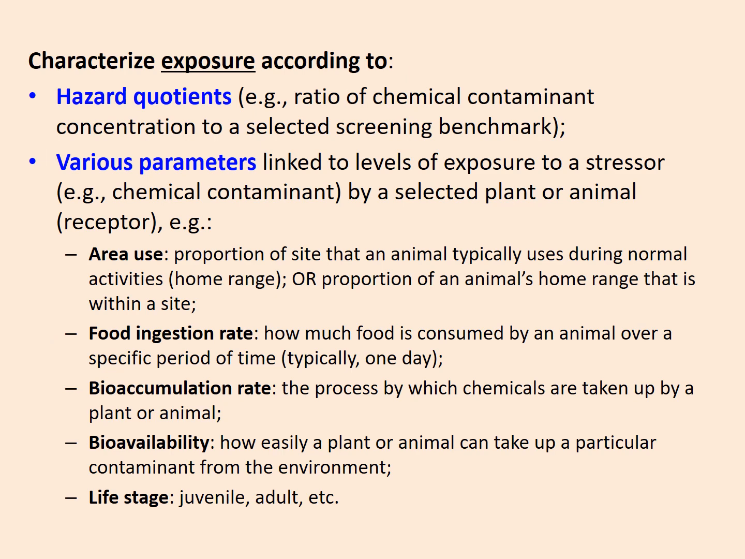As we're thinking about these, what might some of those parameters be? Hazard quotients could be the ratio of a chemical contaminant concentration to a selected screening benchmark. And some of these parameters could be the area that we're talking about. What is the range that is being used? It could be a home, for example. It could be a work site. Next one is the food ingestion rate. How much food is typically being consumed over a specific day? What is the bioaccumulation rate? If we're talking about persistent organic pollutants, for example, we know that those bioaccumulate. So that process may be a little bit different as you're considering these hazard indices.